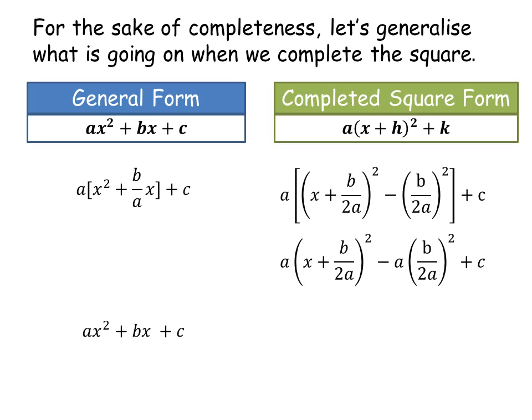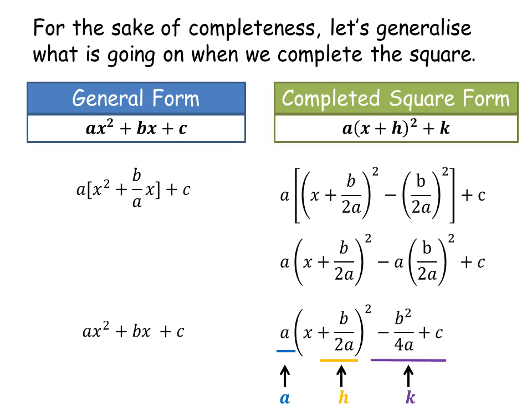And when I simplify, it turns out that ax squared plus bx plus c is equal to a multiplied by x plus b over 2a all squared minus b squared over 4a, because of course 2a squared would have been 4a squared, but you cancel a here, plus c. So what does this tell me? It tells me that this a is equal to this a. It tells me that h is equal to b divided by 2a. And it tells me that k is equal to this entire expression here.